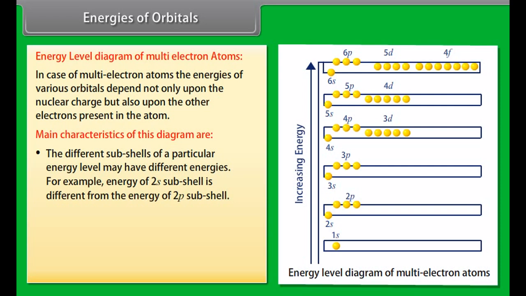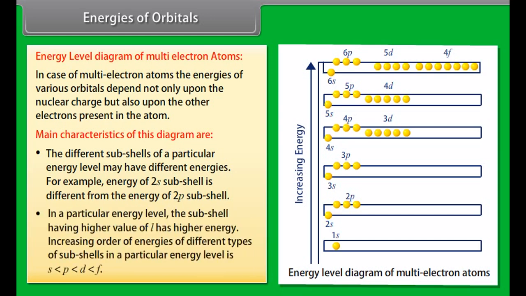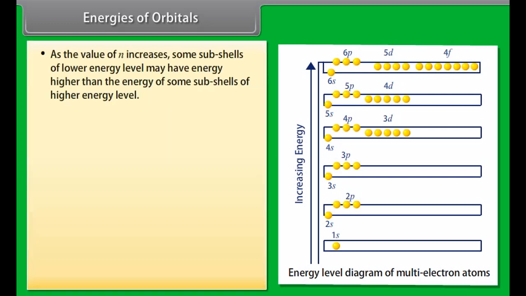For example, the energy of the 2s subshell is different from the energy of the 2p subshell. Number 2. In a particular energy level, the subshell having a higher value of l has higher energy. The increasing order of energies of different types of subshells in a particular energy level is given below. Number 3. As the value of n increases, some subshells of a lower energy level may have energy higher than the energy of some subshells of a higher energy level.